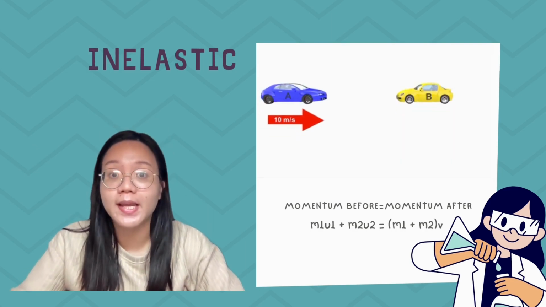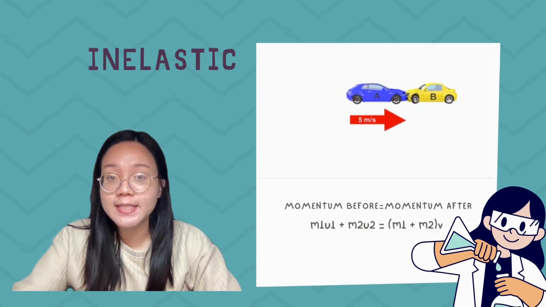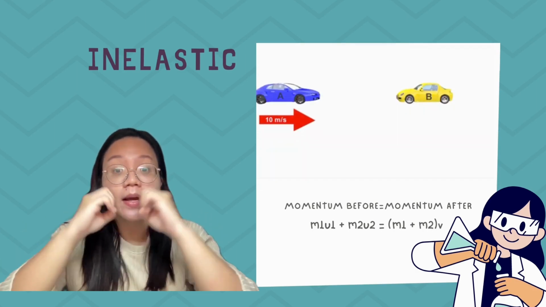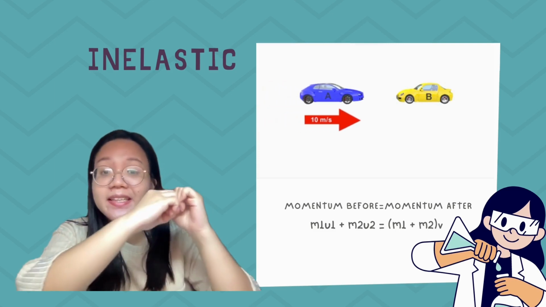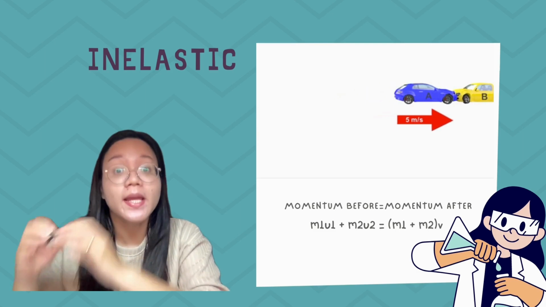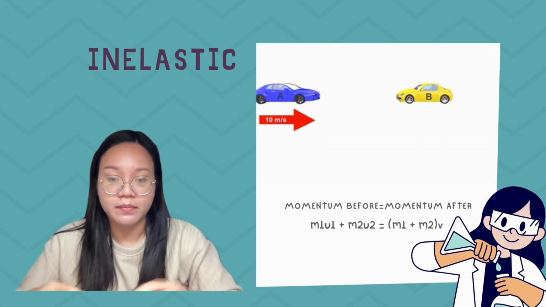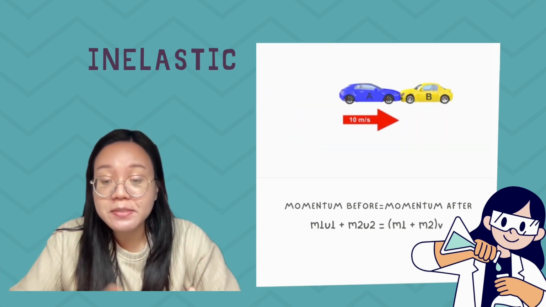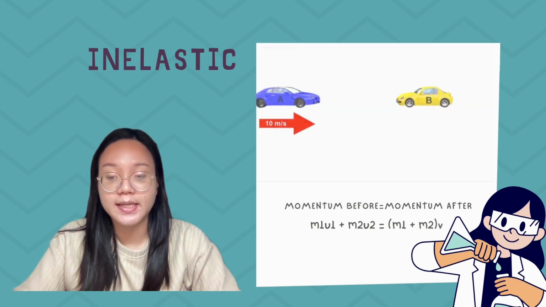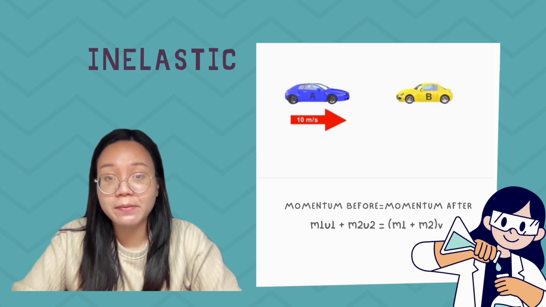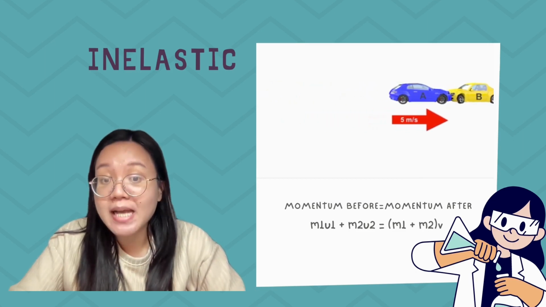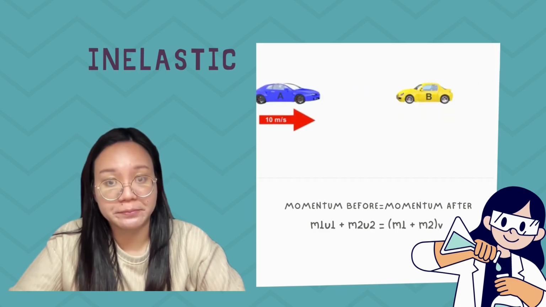Meanwhile, for inelastic collision, we can see from the video shown that after colliding, car A and car B get dragged together at the same speed. This is called inelastic. As both cars have the same speed after collision, the formula for this situation is m1u1 plus m2u2 equal to m1 plus m2 times v.